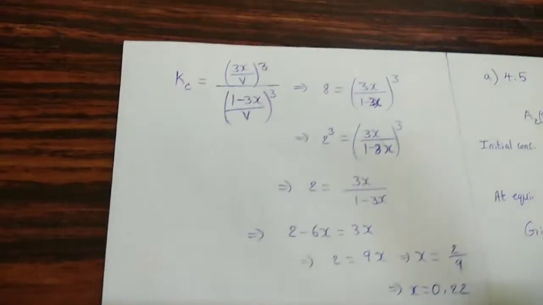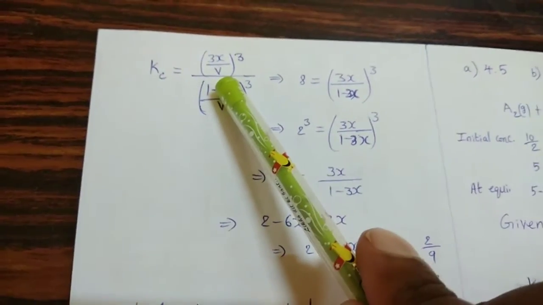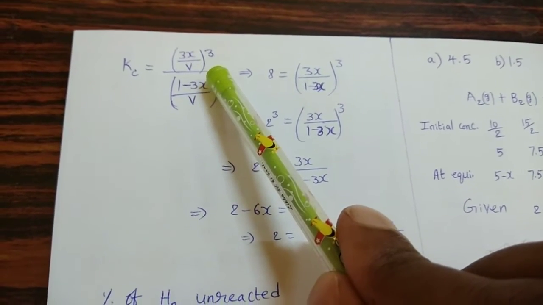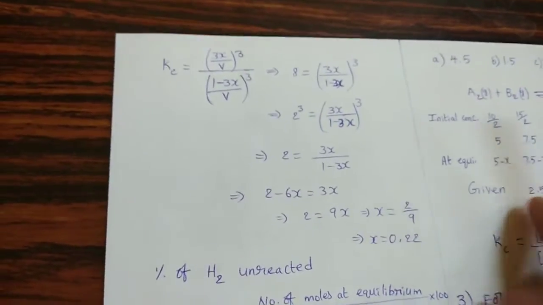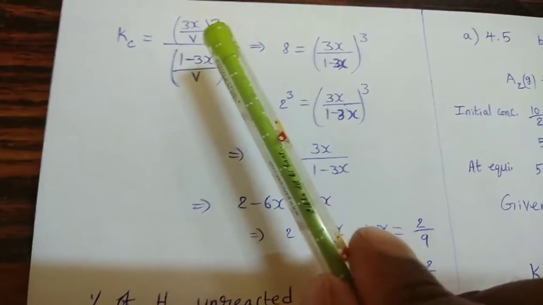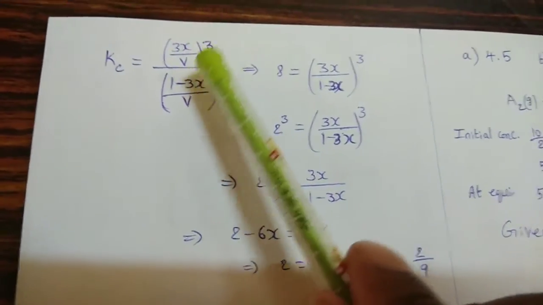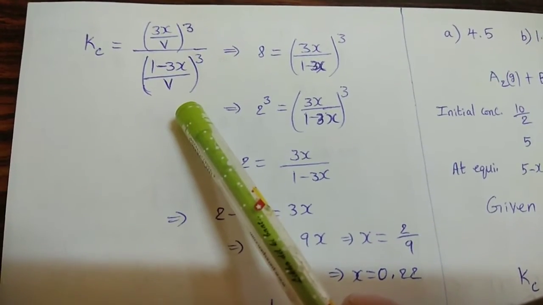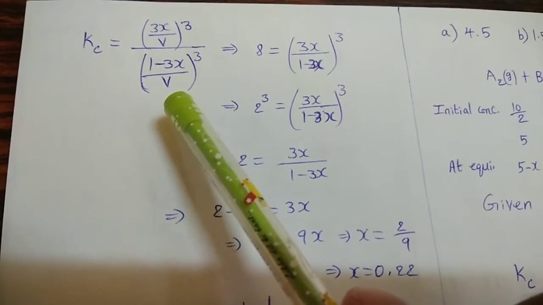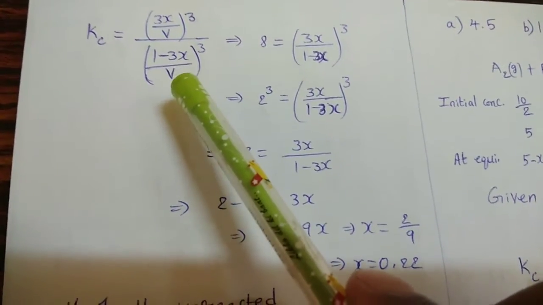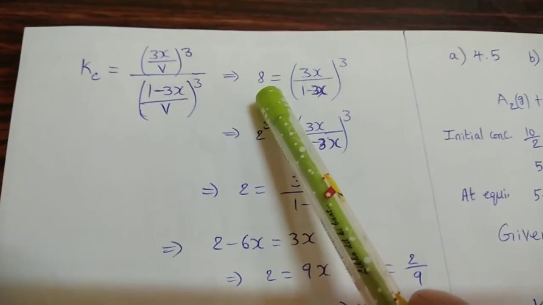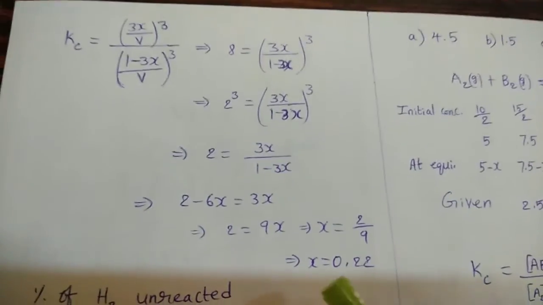Okay, next, now the Kc expression. What is the Kc expression? Concentration of H2O power 3 divided by that of the reactant. Let the volume of the container be V. So the number of moles of H2O is 3x, divided by V, whole power 3, divided by the reactant. What is the reactant? Hydrogen present in the gaseous state. That's why the number of moles for hydrogen is 1 minus 3x, volume is V, so concentration is 1 minus 3x divided by V, whole power 3. So the Kc value 8 is given. Substitute that one. From this we can get the x value.